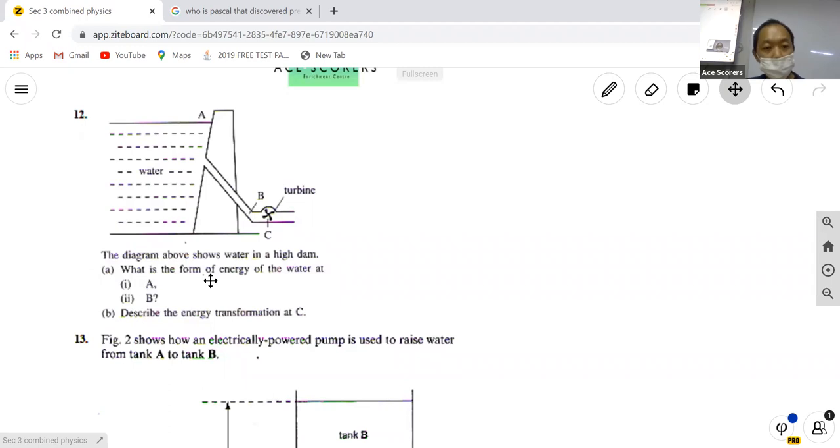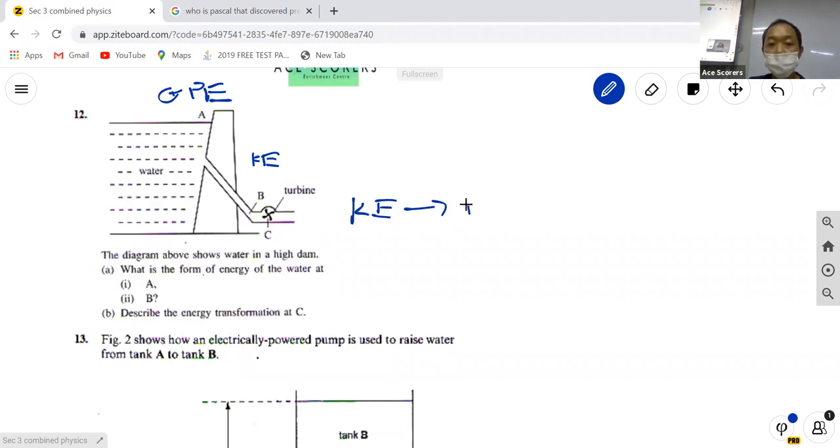Okay, so the diagram shows water in a high dam. What is the form of energy of water at A? GPE, right, gravitational potential energy. At B, KE. It's a primary school question. Describe the energy transformation at C. So C is KE converted to EE, electrical energy. Okay, next.